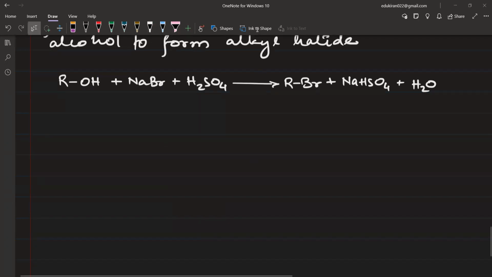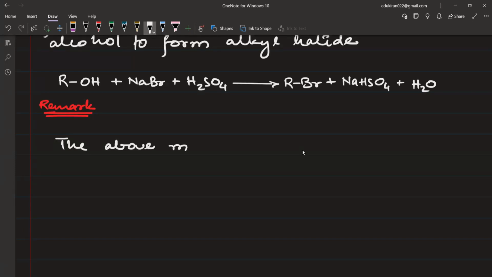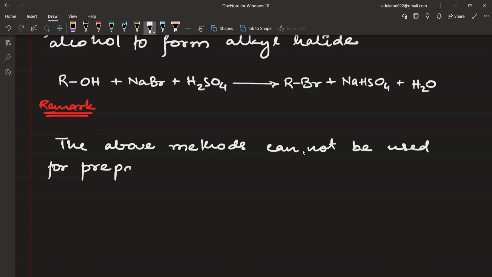Right, next. A remark. In this remark you'll write: the above methods cannot be used for preparation of haloarenes from phenol.